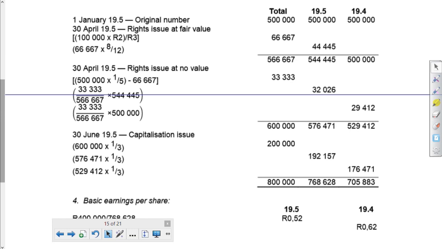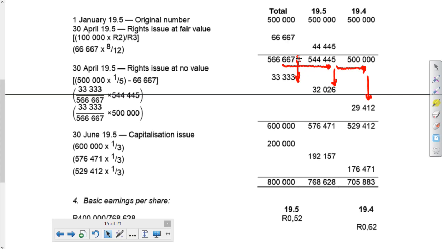And then we totaled. Then we put in the free piece, and then we restate using the same proportion. So we check this proportion. It probably doesn't come out at a fixed percentage. So then we just say 33333 divided by 566667, and then I multiply it by these two numbers to push it down. 33 over 566 times 544 gives you the 32. 33 divided by 566 times 500 gives you the 29.